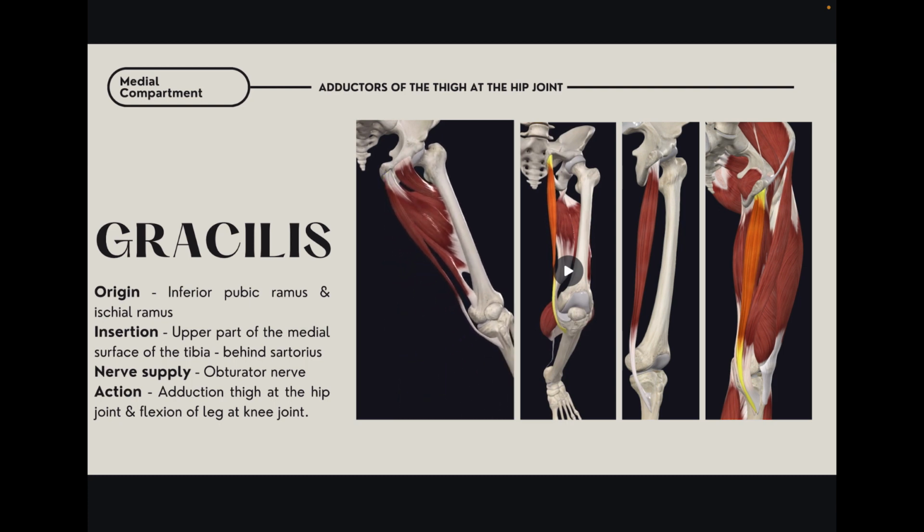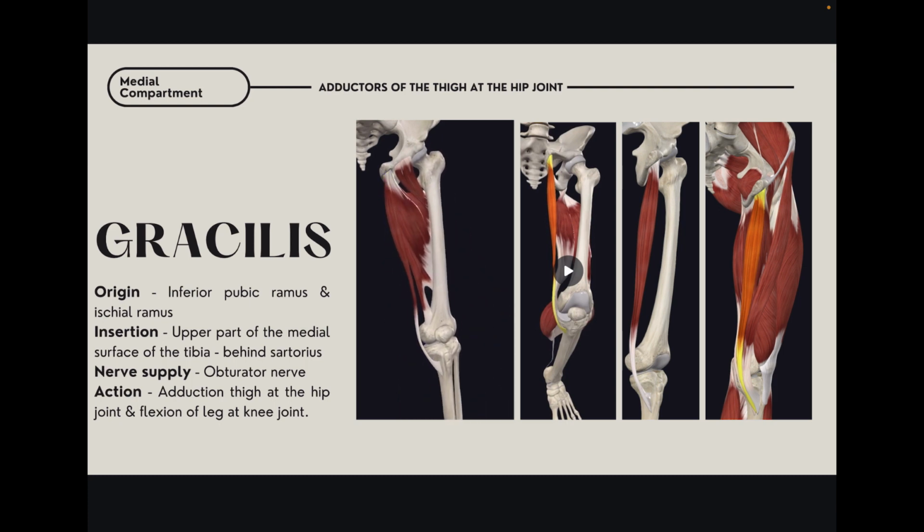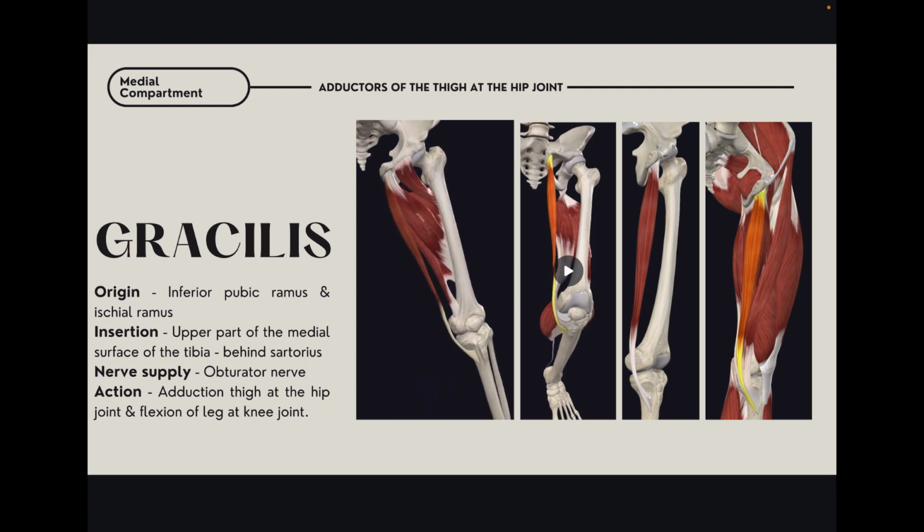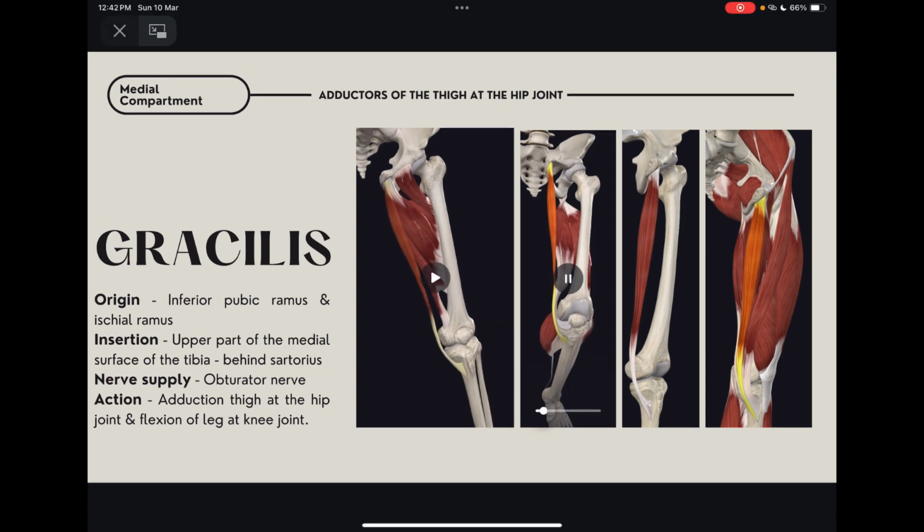It will insert into the anterior tibia, just a bit medial to the tibial tuberosity. So on the medial surface of the tibia behind the sartorius muscle. It is supplied by the obturator nerve, and so it does do adduction, but because its insertion is behind sartorius, so it's a pes anserinus muscle, it also helps in flexion of the knee joint. So this is the first muscle, the gracilis muscle.